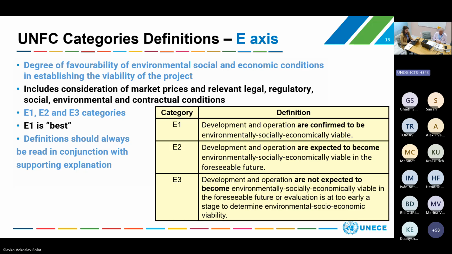As I said before, assessing against the viability, the E1 would always be the one desired situation. And in this case, for the E-axis would be that development and operation are confirmed to be viable. In the case of E2 would be expected to become, so would be potentially viable in a near foreseeable future. In a case of E3 would be not expected to become viable. So the 1, 1, 1, very simple, is the best way forward.